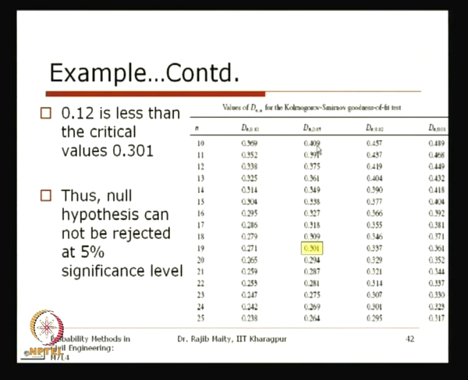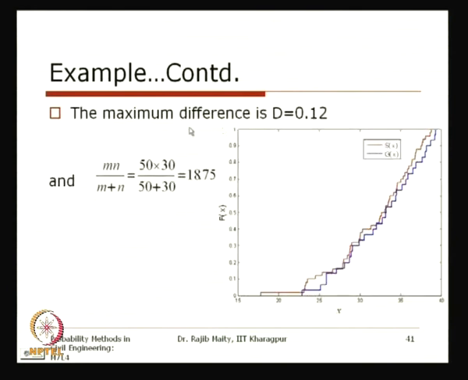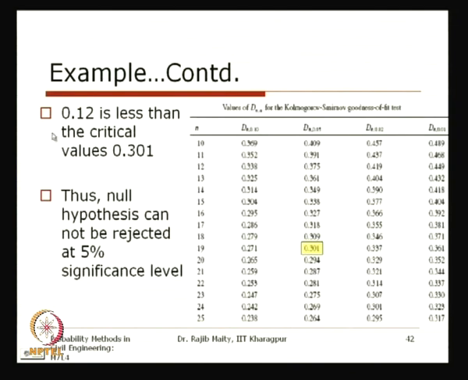Here, approximately, we have taken 19, and obviously for the proper value we can go for linear interpolation between 18 and 19, but here we have just taken 0.301 against n equals 19 and Dn at 0.05, which is the 5% significance level. So 0.12, the maximum difference that we got here, is less than the critical value of 0.301, which I have seen from this table. Thus the null hypothesis cannot be rejected at the 5% significance level. That means both the samples are basically from the same population. So what the supplier has claimed, that the second sample is superior to the first one, is not valid, at least at this 5% significance level.